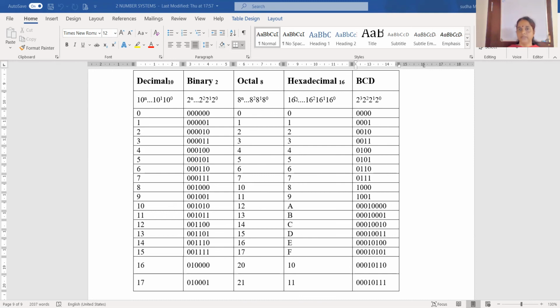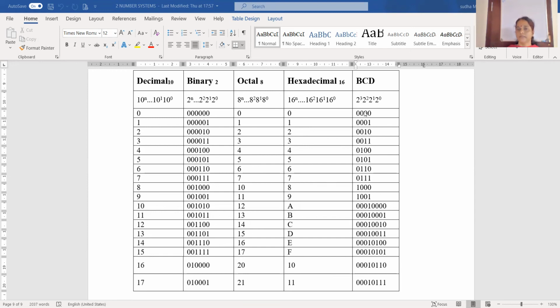Likewise it continues. In hexadecimal we have 0 to 9 similar to decimal. To represent 10 we have A, B, C, D, E, F up to 15. So it has a total of 16 symbols, up to F. It is also called alphanumerical representation, as it has alphabets as well as numbers. To represent 16 we have 1, 0, and to represent 17, it is 1, 1.